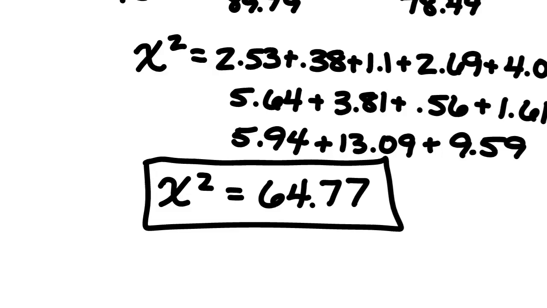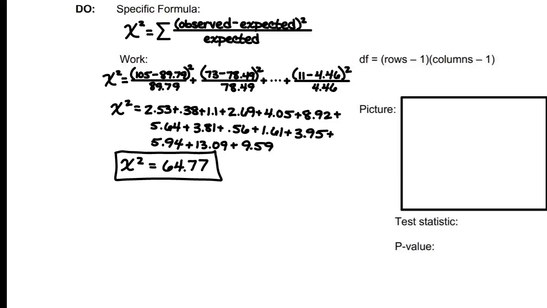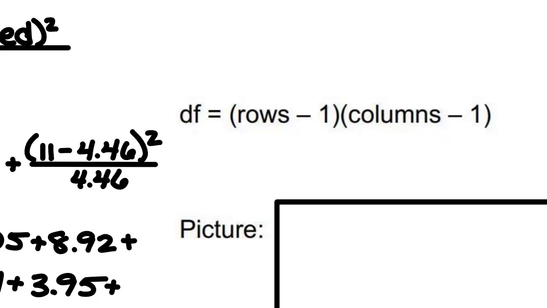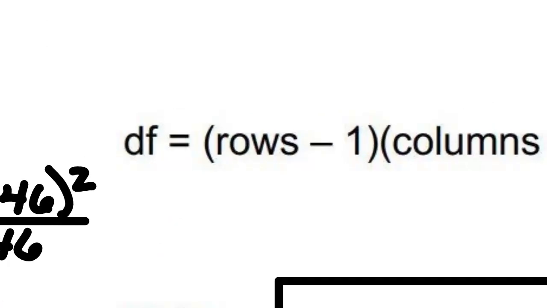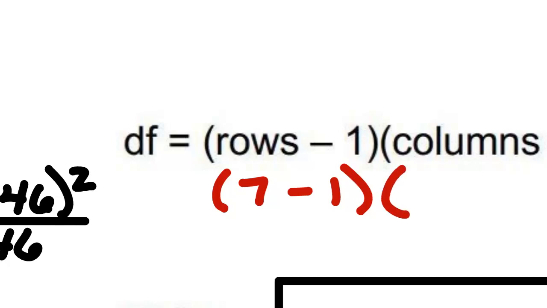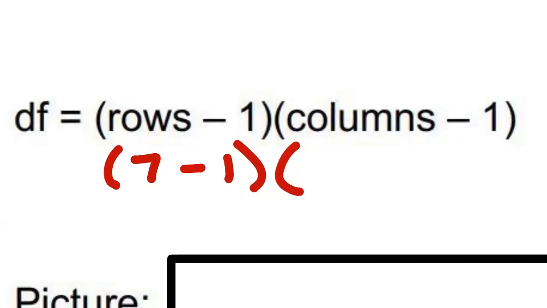All right, most people, are we getting approximately 64.77? Awesome. We need degrees of freedom. When I have a two-way table like this, because we're looking at more than one sample, we do the number of rows. How many rows did we have? We had 7 rows, right? Because we had red, green, yellow, orange, white, blue, and purple. So 7 rows. And then columns. How many columns did we have? We had 2 columns, one for Haribo, one for Kroger.